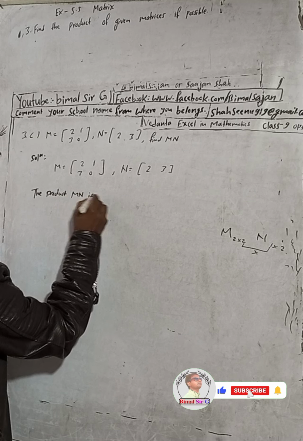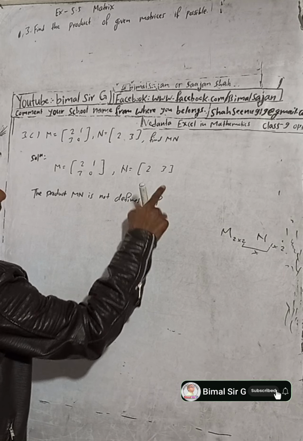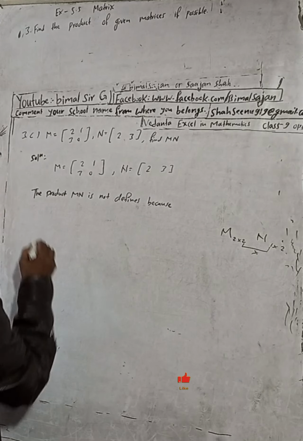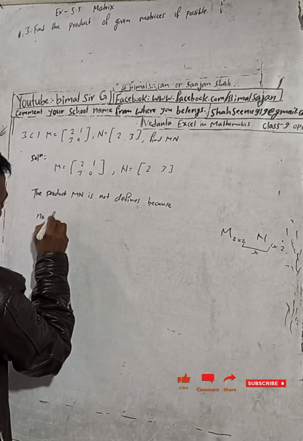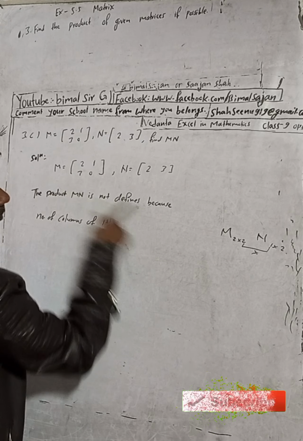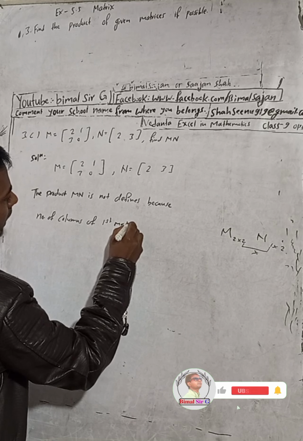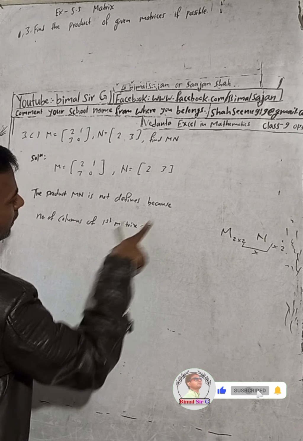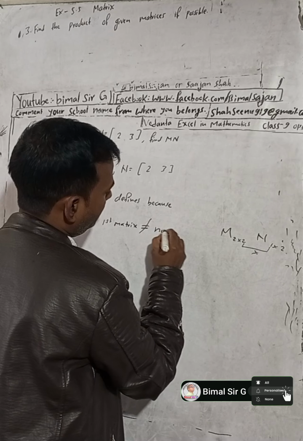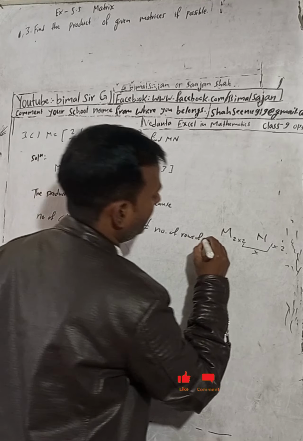The product MN is not defined because the number of columns of the first matrix is not equal to the number of rows of the second matrix.